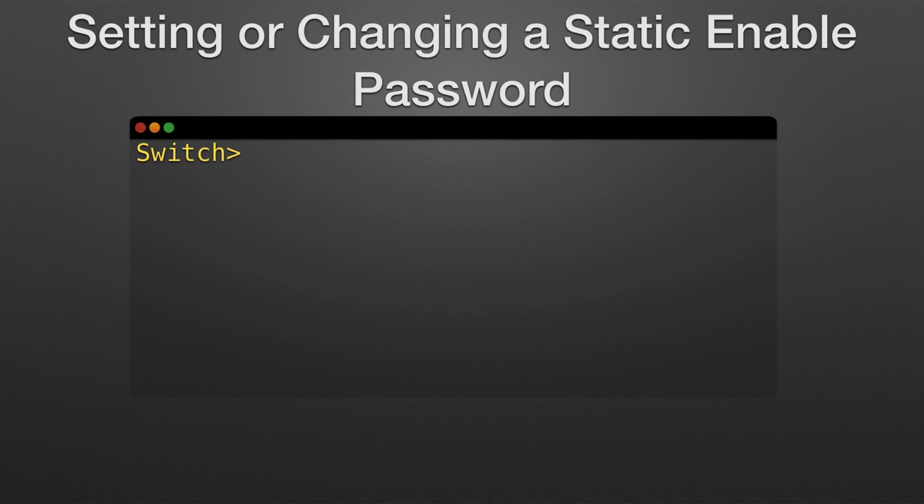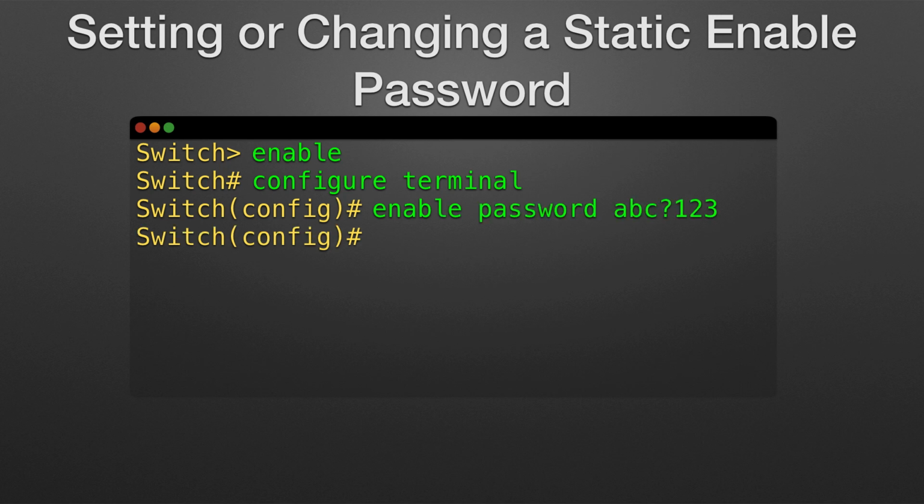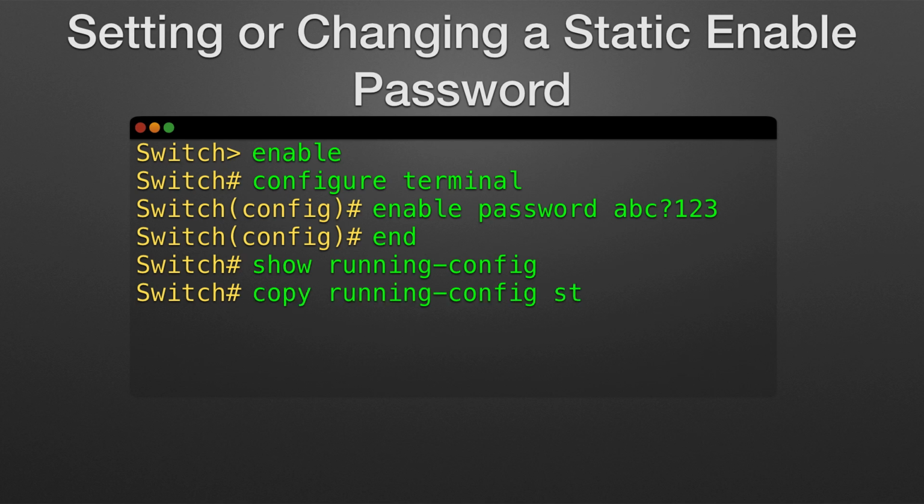Setting or changing a static enable password. The enable password controls access to the privileged EXEC mode. It defines a new password or changes an existing password for access to privileged EXEC mode. By default, no password is defined. For password, specify a string from 1 to 25 alphanumeric characters. The string cannot start with a number, is case sensitive, and allows spaces but ignores leading spaces.